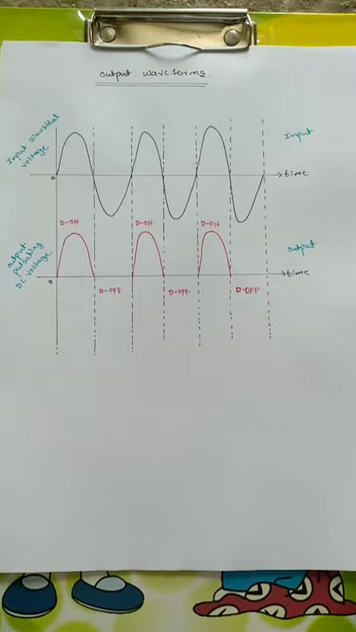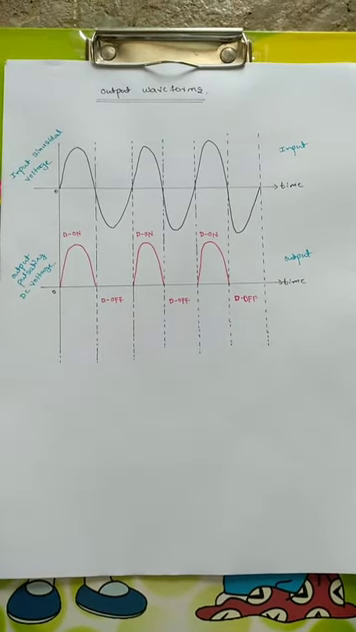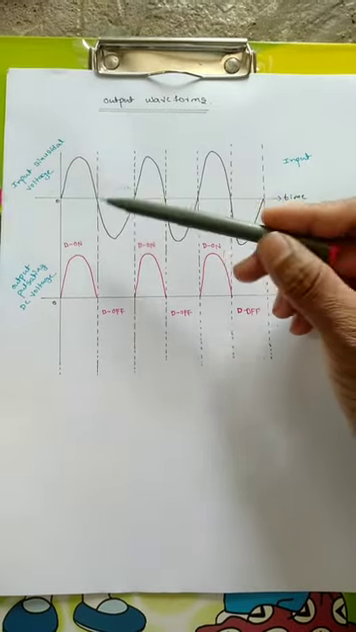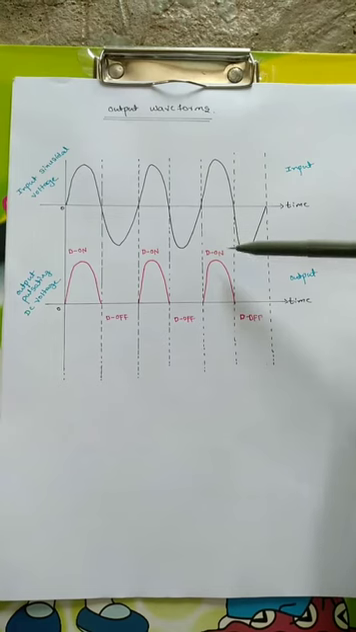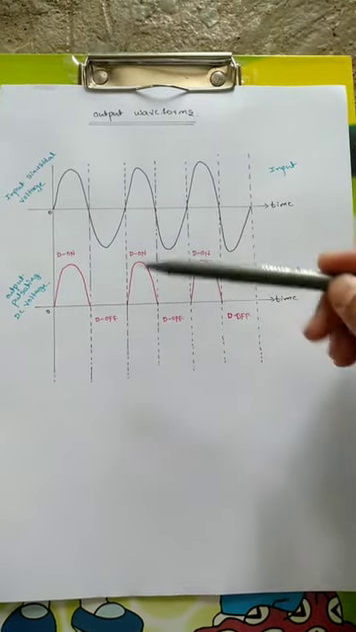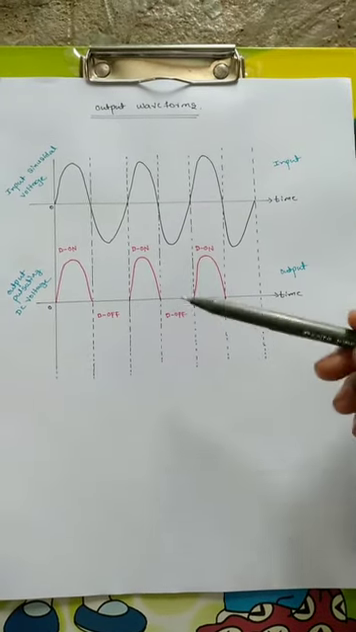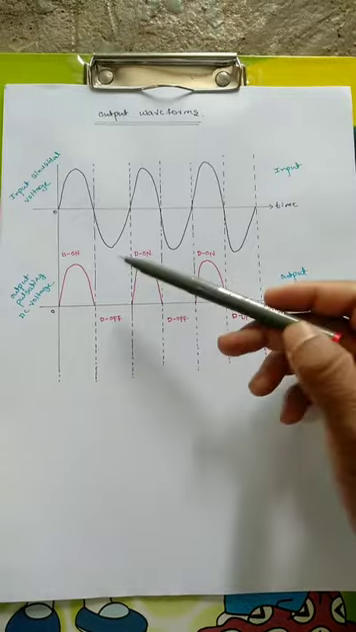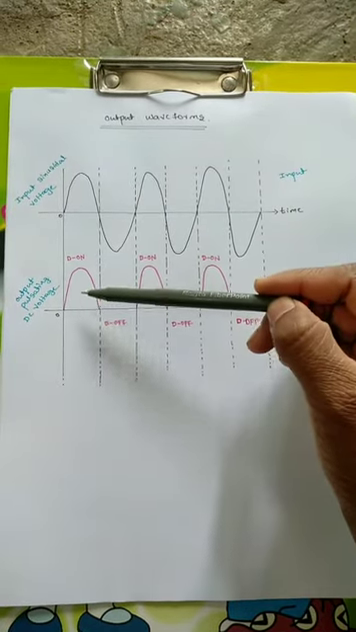Now coming to the output waveforms of the rectifier circuit, that is the half wave rectifier. This is the input signal voltage. It is a continuous AC supply which is given to the primary of a transformer. Along the x-axis time is taken and along the y-axis the amplitude of the input cycle is taken. During the positive half cycle, the diode will be on. For this positive half cycle, the diode conducts and the output is present.